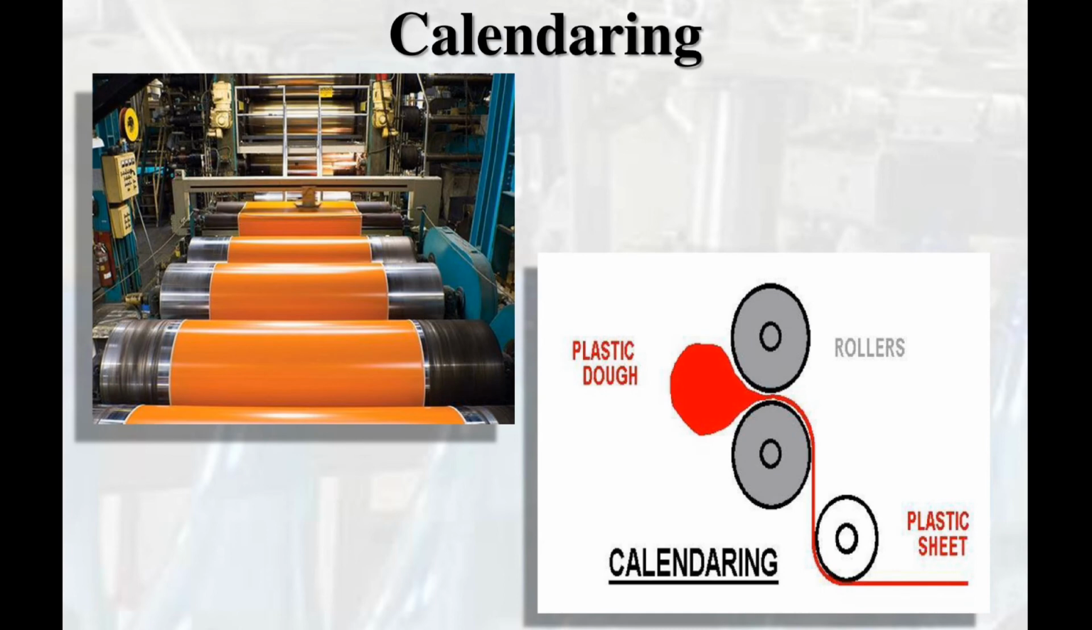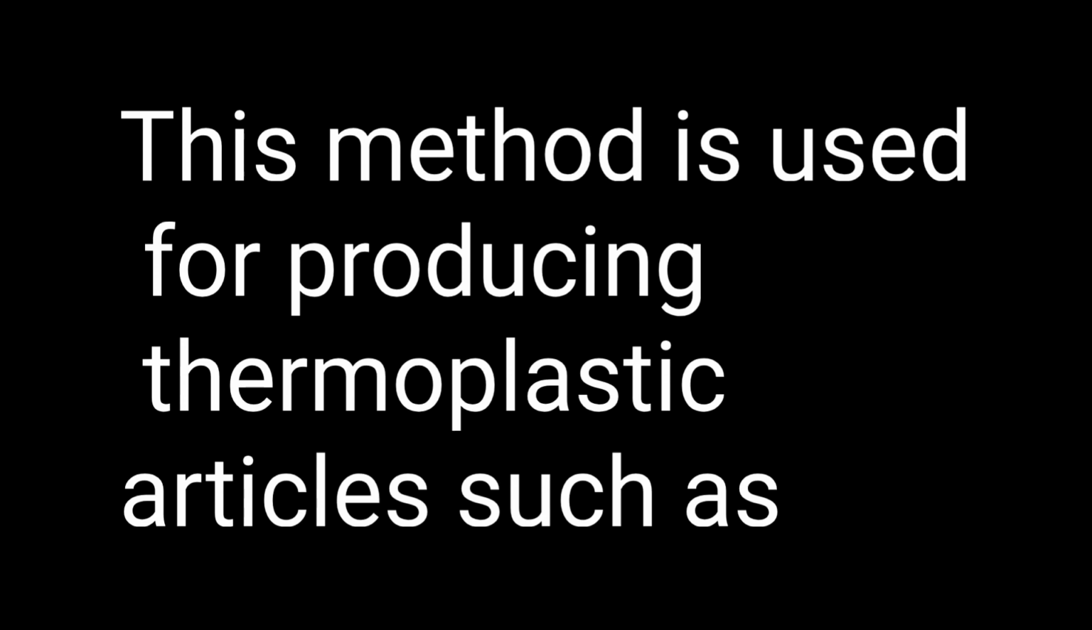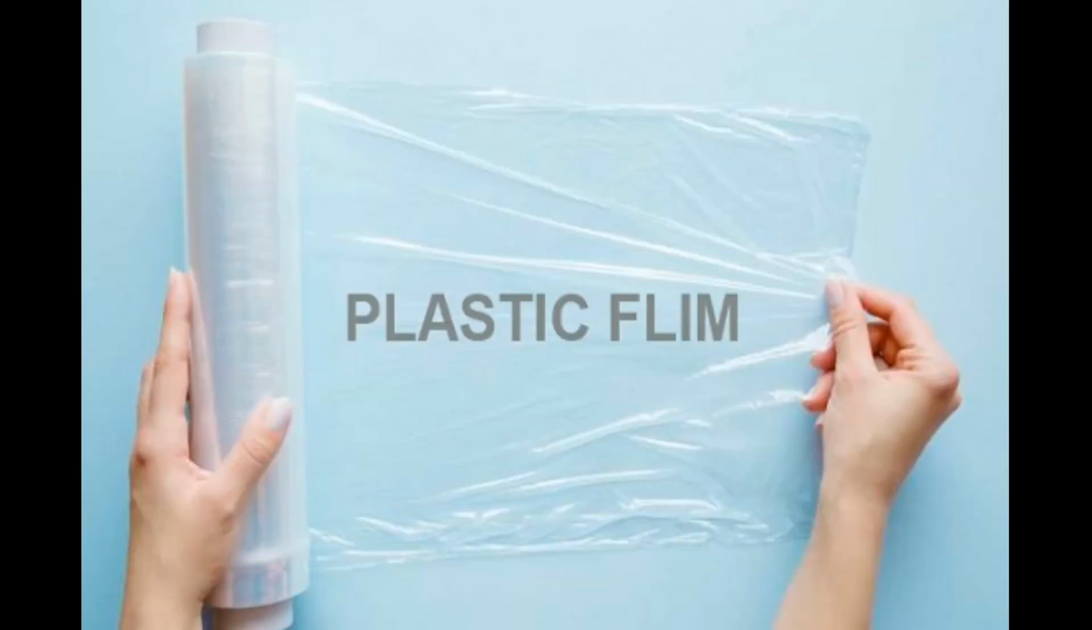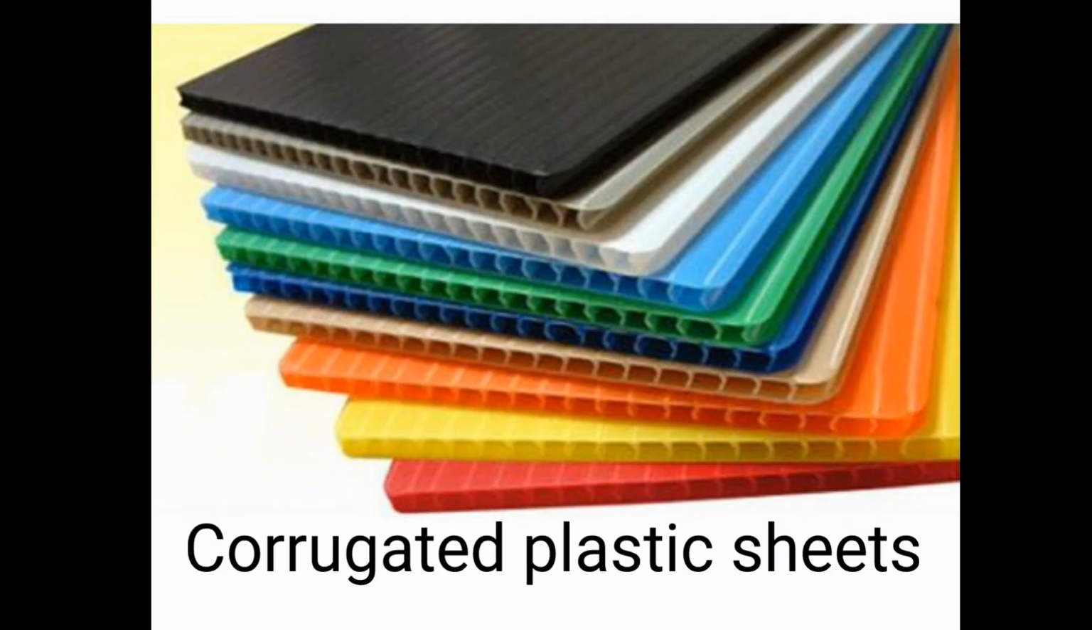Calendering. This is accomplished by spreading an even layer of melted resin over the material to be coated. Rollers are used to bring the material and resin to an even thickness until it cools and solidifies. This method is used to produce thermoplastic articles such as films, filament, corrugated plastic sheets, etc.